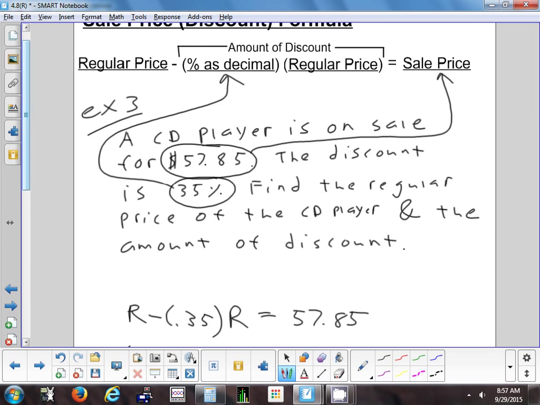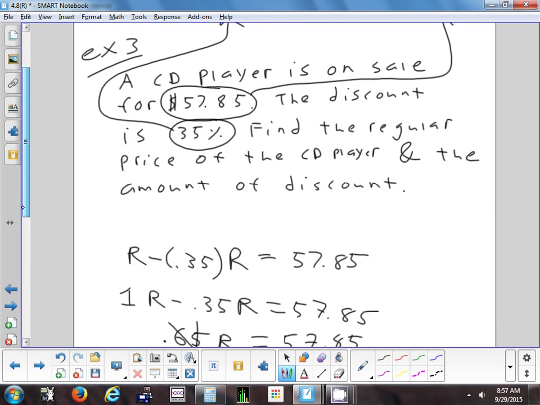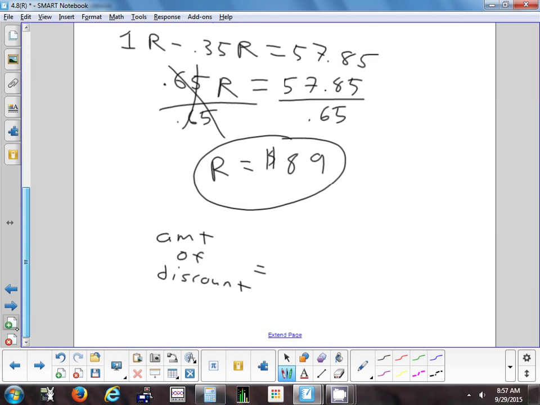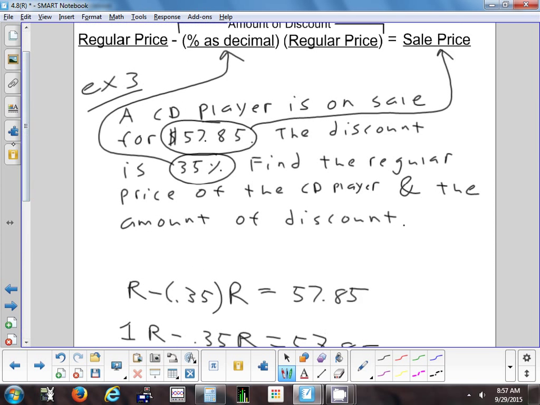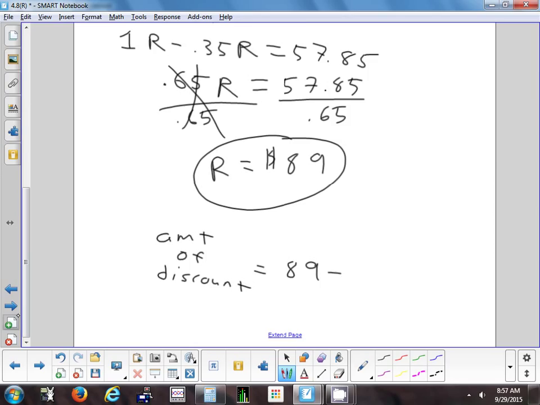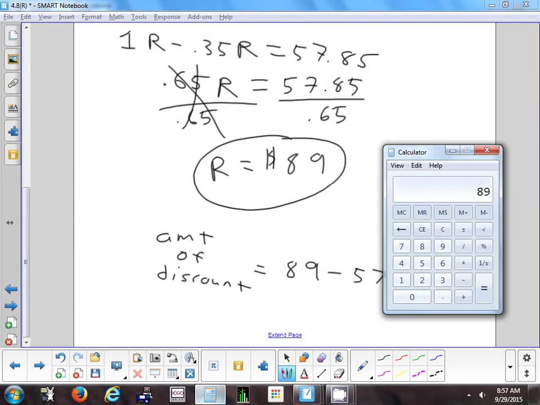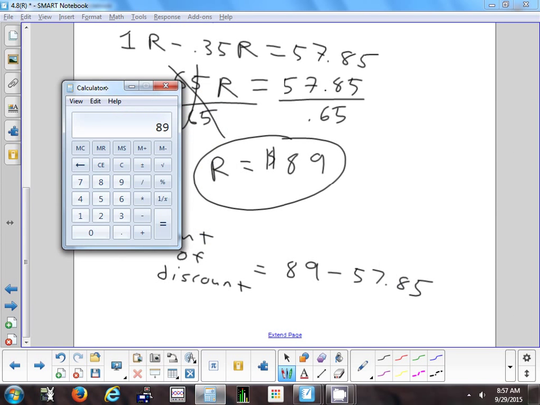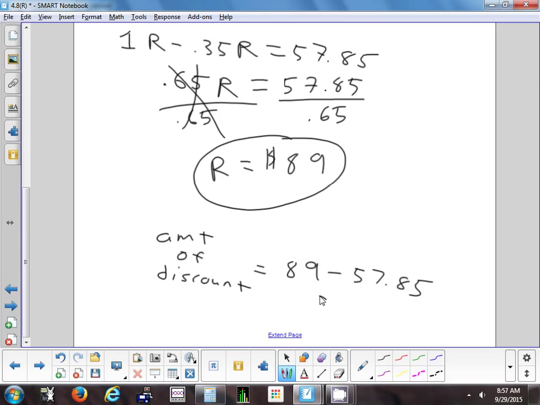Yeah. You would subtract the 57.85 from 89. Take the regular price, what the item would cost if you didn't discount it. Take the price we paid with the discount, $57.85. And that's going to tell us how much money we saved. So we saved a little over, looks like $30 there. So we saved $31.15.